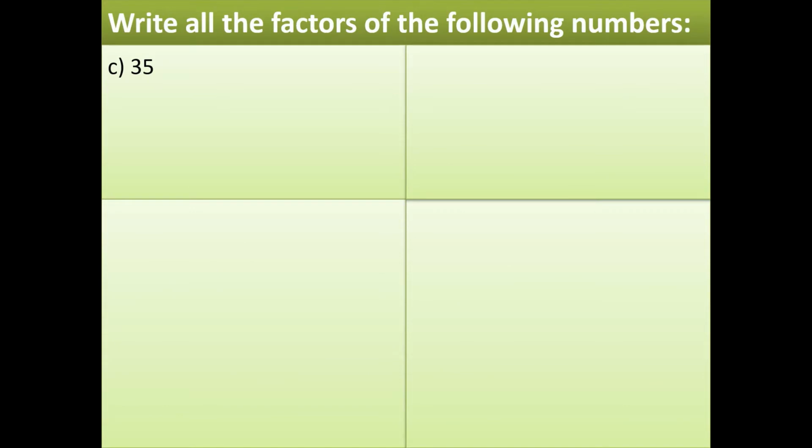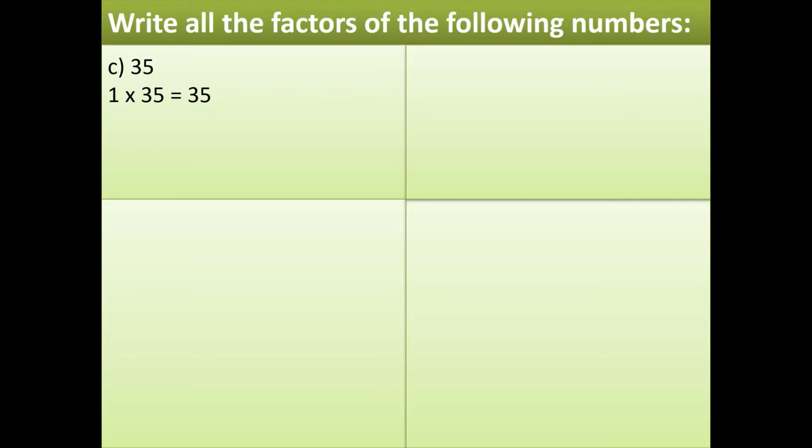Let's try to find the factors of 35. It is very simple. Write the number as a product of two numbers. We have to think of all the possible combinations of 35. When listing factors, always start with 1 and the number itself. So 35 can be written as 1 multiplied by 35 is equal to 35. Is 35 completely divisible by 2? No, it is not. So leave it.